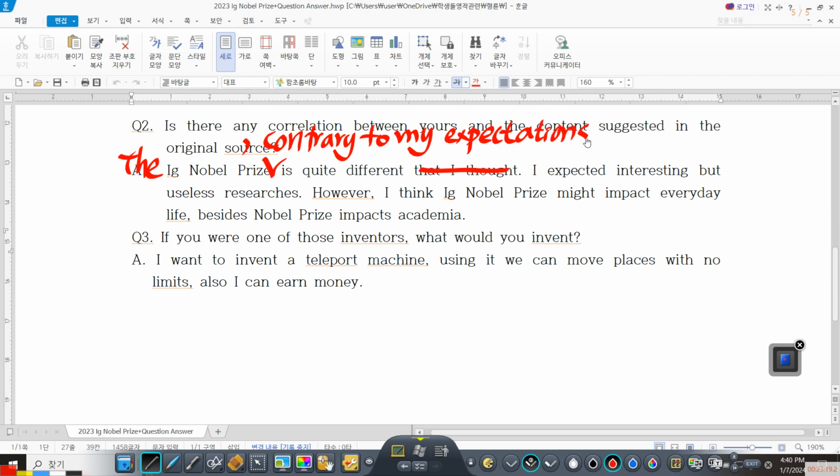Expectations. All right? Anytime you wish to express that something that you thought was this way but turned out to be the other way around, then you can say, oh, contrary to my expectations. 예상과는 달리. Okay? 예상과는 달리. Anytime. I wish I could see it next time. So the Ig Nobel Prize, contrary to my expectation, is quite interesting. All right? Here we go. Quite interesting.